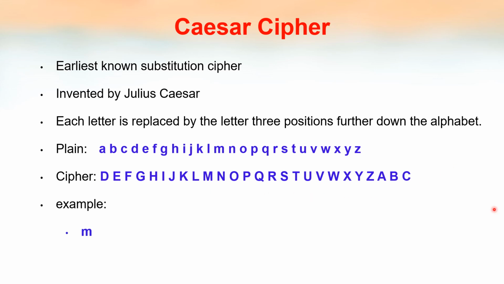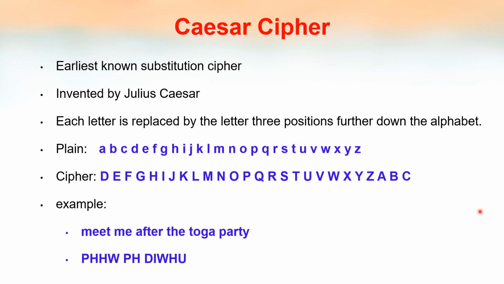We can consider an example. So here, this is the plain text: meet me after the toga party. Here, M will be replaced by 3 letters down, N, O, P. So M will be replaced by P. Then E also 3 letters down. So similarly, each letter will be replaced by the letter 3 positions further down the alphabet. So this is the ciphertext we obtained.